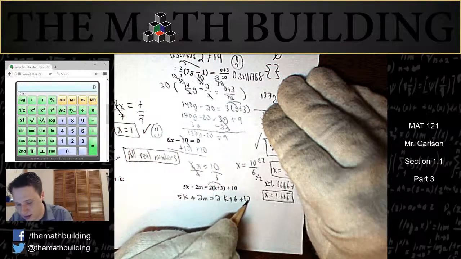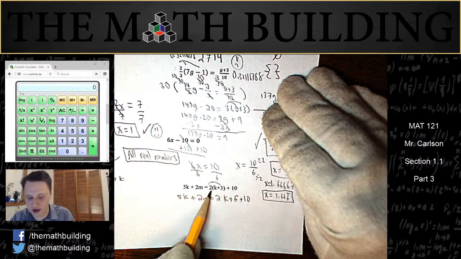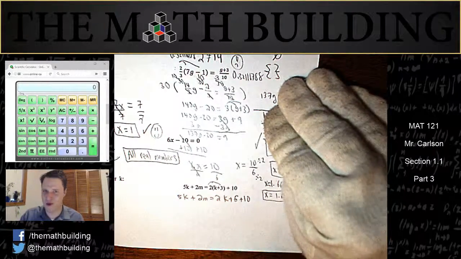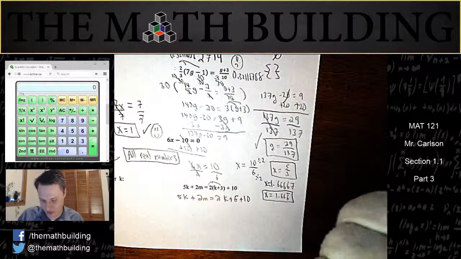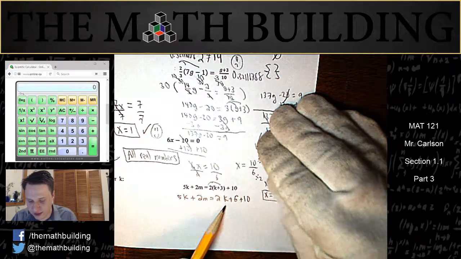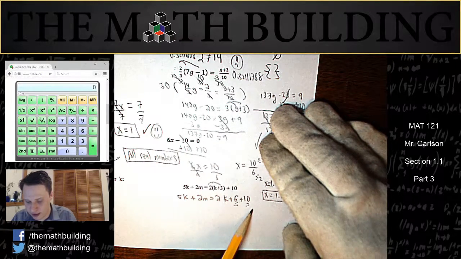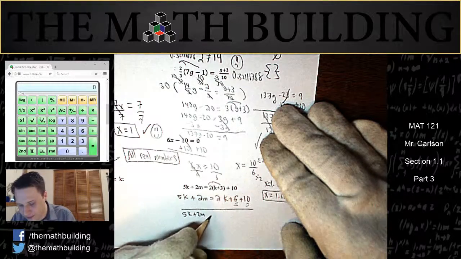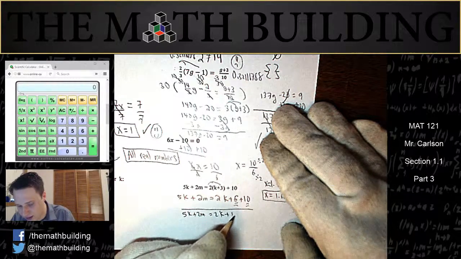And then the plus 10 was not in parentheses, so it does not get multiplied by the 2. And I'm sure that all of you are writing this down as we go, right? I hope so. Okay. Now, we want to simplify here a little bit, so I notice that 6 will combine with 10. So I get 5k plus 2m is equal to 2k plus 16.